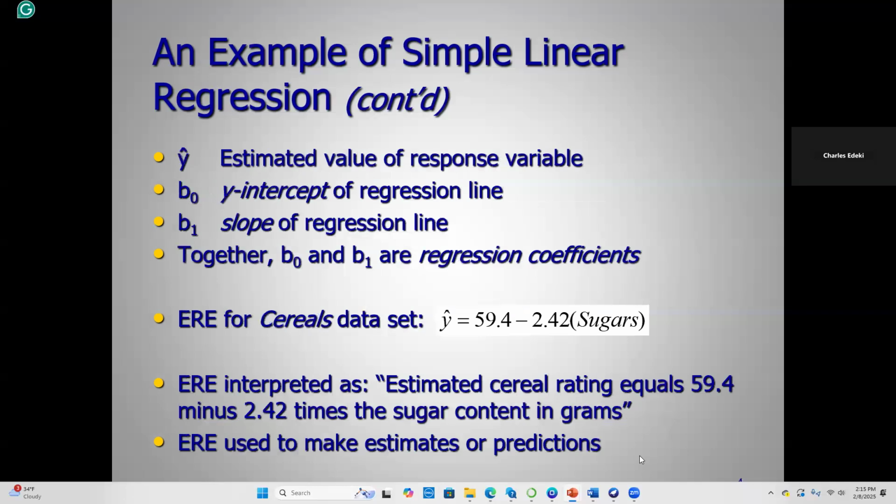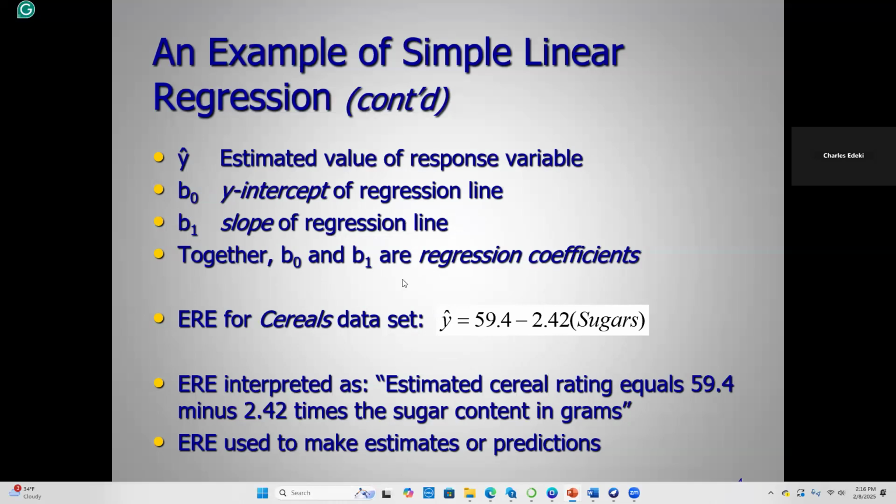Okay, so let's keep going. We already know that y-hat is an estimated value of the response variable. B0 is the y-intercept. Y-intercept means when x equals 0, what's the value of y? Then we have the slope, which normally determines the steepness of the line. Together, B0 and B1 are the regression coefficients.